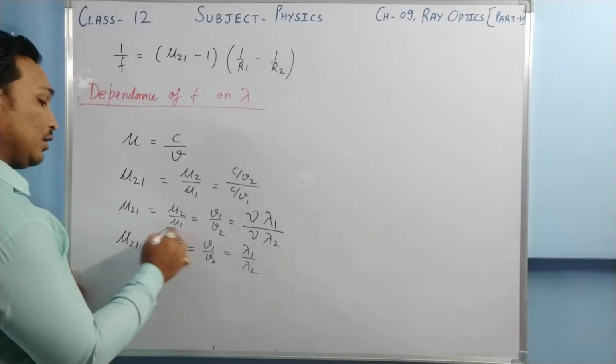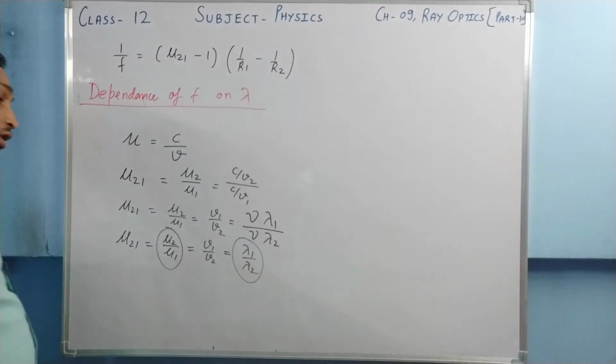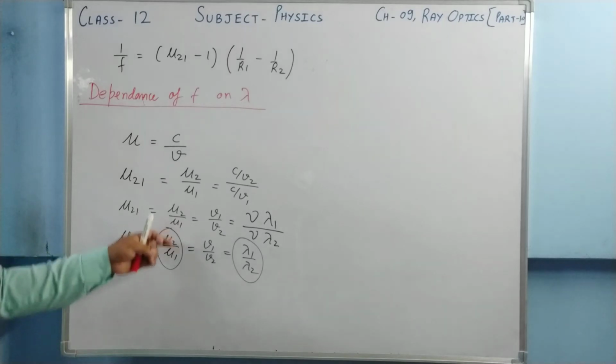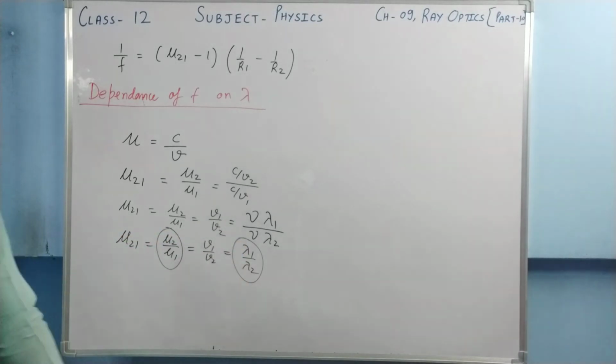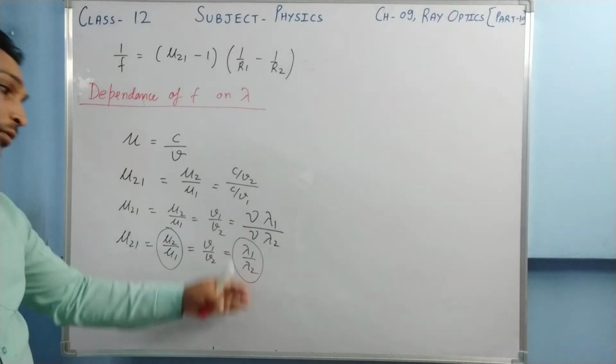Now if you consider these two ratios, here it is mu2 upon mu1, and here it is lambda 1 upon lambda 2. Mu2 upon mu1 equals lambda 1 upon lambda 2.